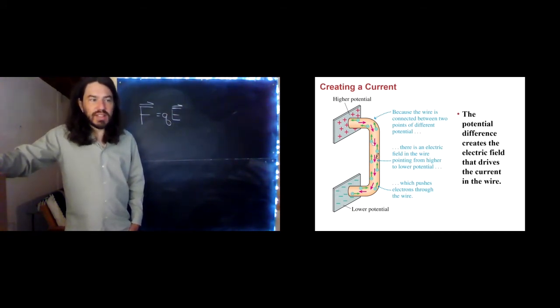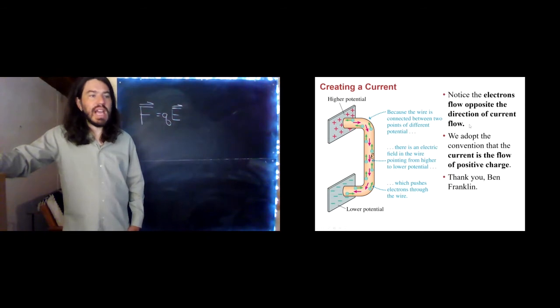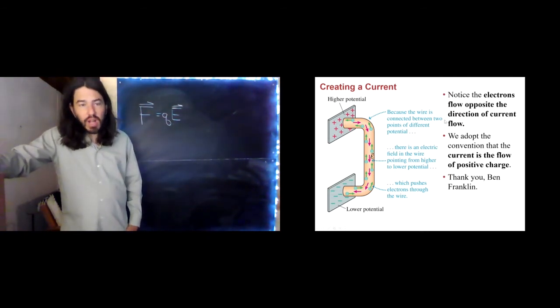Again, we know that it is electrons that are actually moving. More on that in just a second. We know that it's the electrons that are actually moving. They're moving opposite the direction of the electric field. But it's the potential difference that creates that electric field. Now we have to be a little bit careful here.